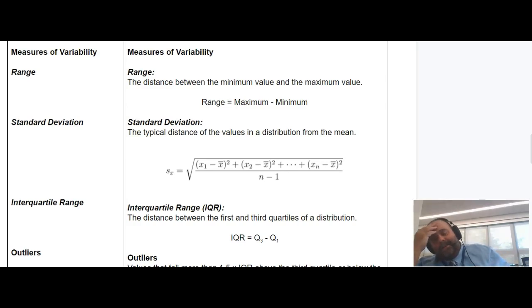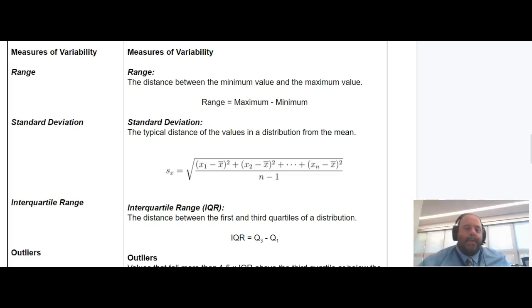So it's the value minus the mean, squared, and then you add those up: all the values minus the mean squared. You divide that by the number of values minus 1. That seems like a really weird thing to do, and we'll talk about why it's n minus 1 later on in the course. And then you take the square root of the whole thing. That is the standard deviation of a sample, okay?